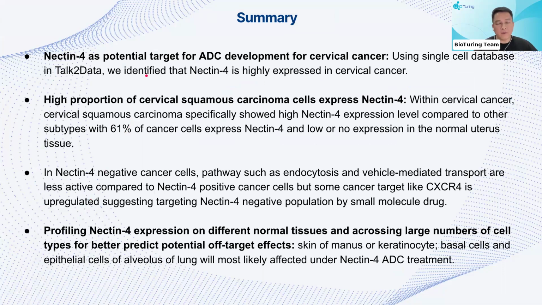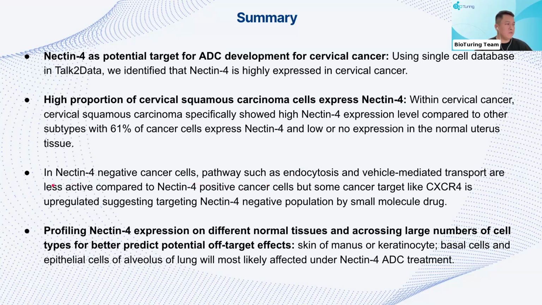So with the custom atlas we built on the single cell database, we are able to see Nectin-4 as a potential target for ADC development, especially for cervical squamous cell carcinoma. And there is a high proportion of cancer cells in the cervical squamous carcinoma that express Nectin-4, which is very important for the ADC targeting, and have a very low or no expression on the normal tissue.